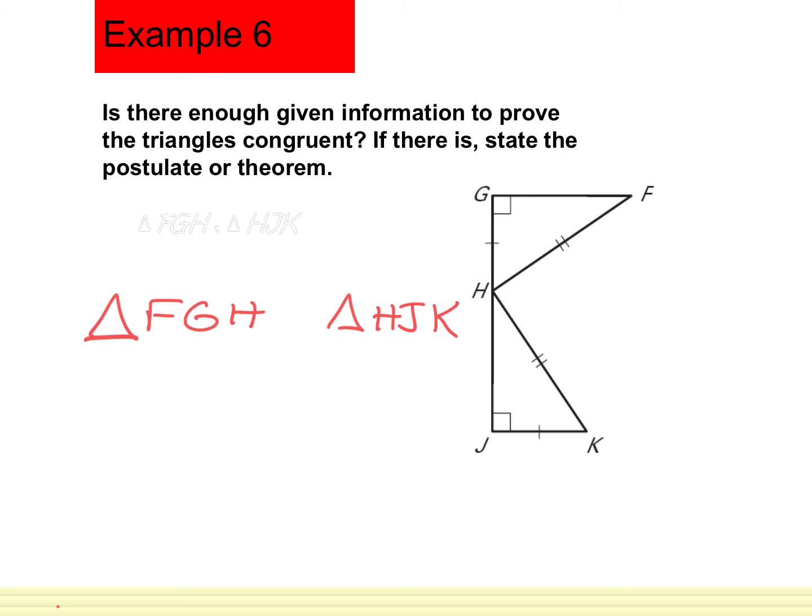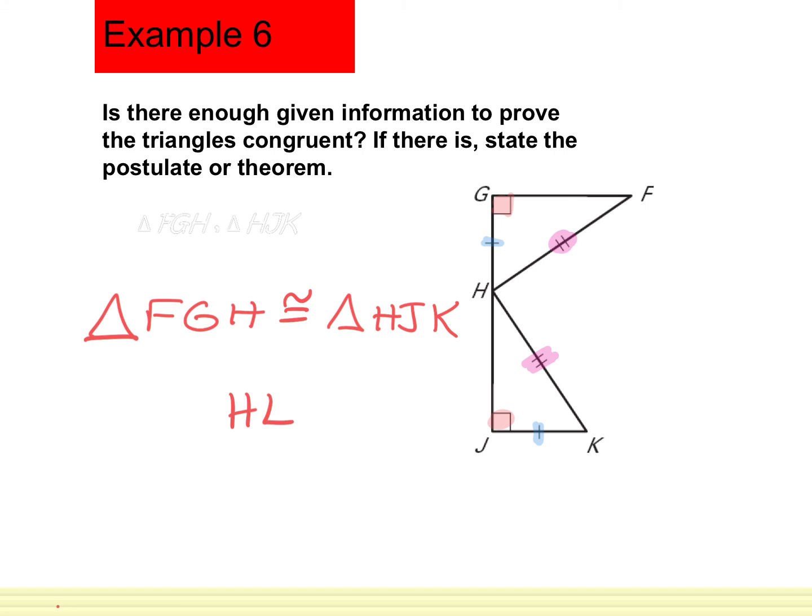Notice they both have right angles. They both also have the hypotenuse, which is the side across from the right angle, marked as congruent. And then we also have a leg that's marked as congruent. So we could say, yes, these two triangles are congruent. And my reason is hypotenuse leg.